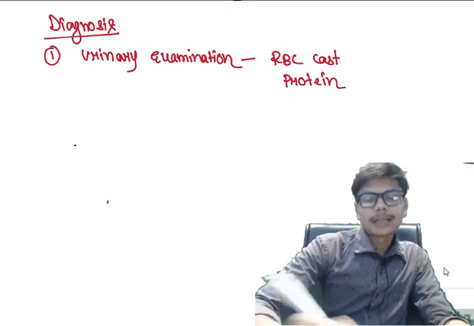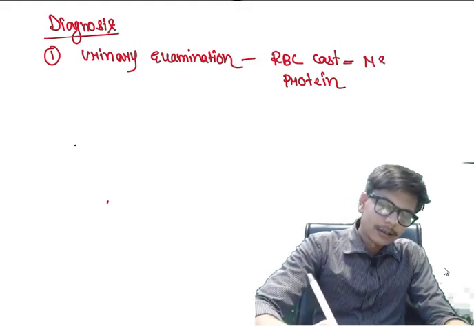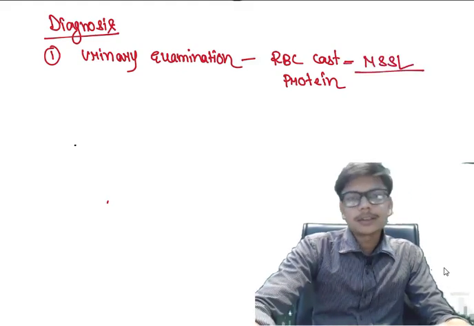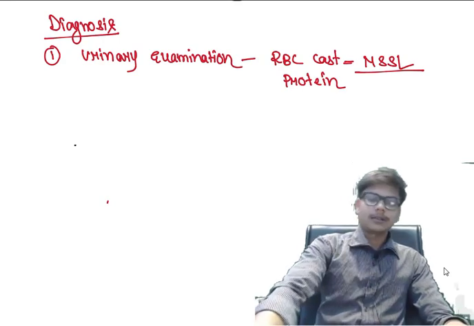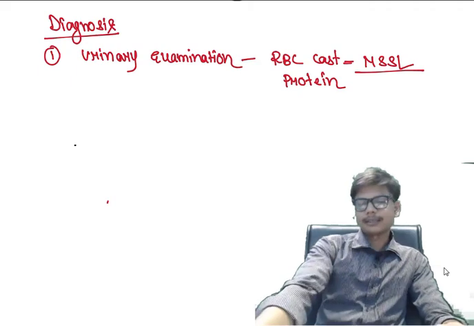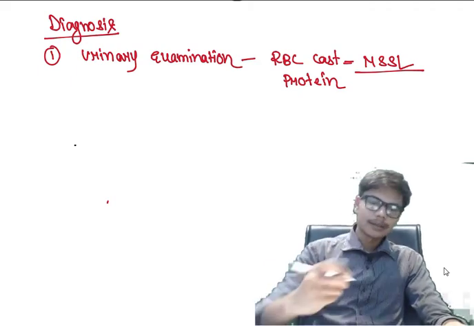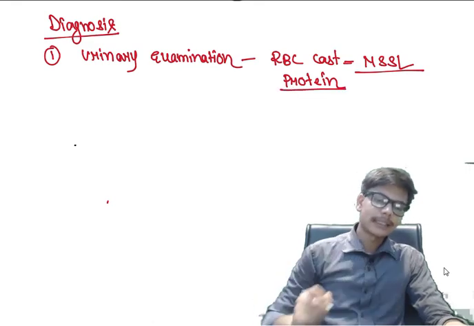If RBC cast or RBC is present in urine, we can say that the disease is nephrotic syndrome with significant lesion. Because I told you earlier, in minimal change nephrotic syndrome, hematuria is rarely present, but in nephrotic syndrome with significant lesion, there can be hematuria. We have to look for the protein content in urine.